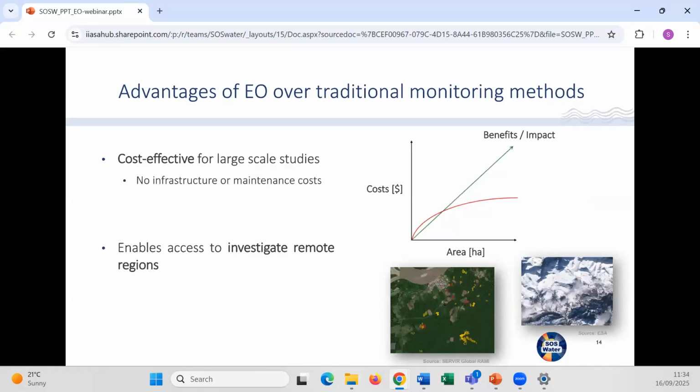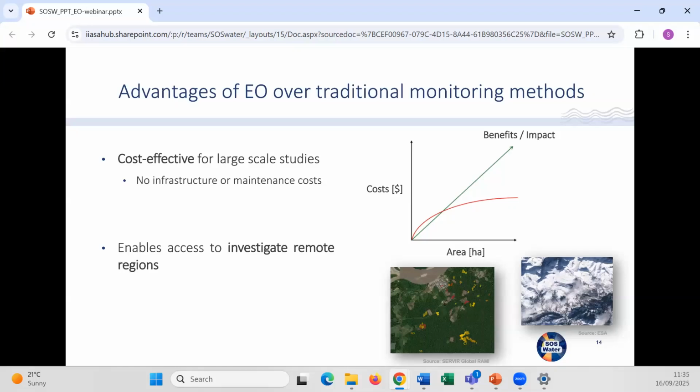Also, it's quite cost effective. I've already mentioned that a lot of data is freely available and in the public domain. So the benefits are very high and the costs are not too high.